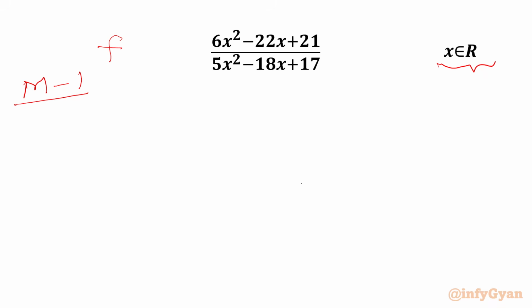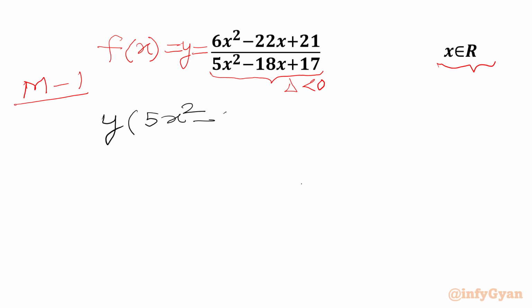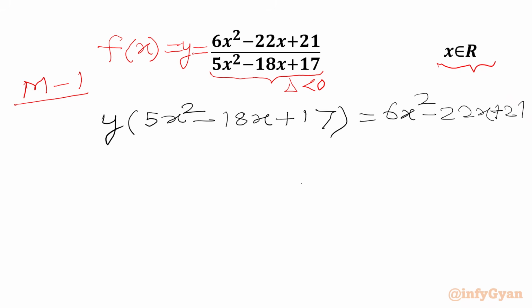Let us say the expression equals f(x), and it is also equal to y. Now the denominator cannot be 0, since the discriminant is negative, so we won't get any real value. Now I will cross multiply. I can write y times (5x² − 18x + 17) must be equal to 6x² − 22x + 21.